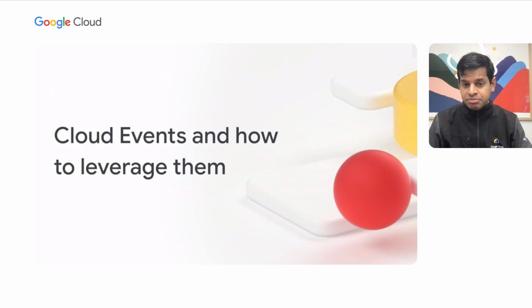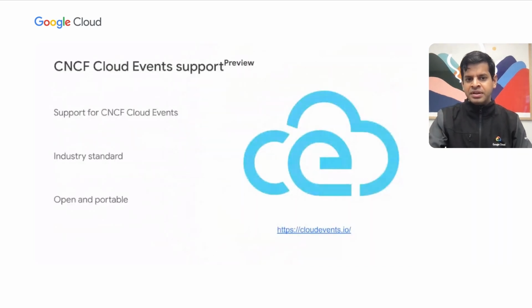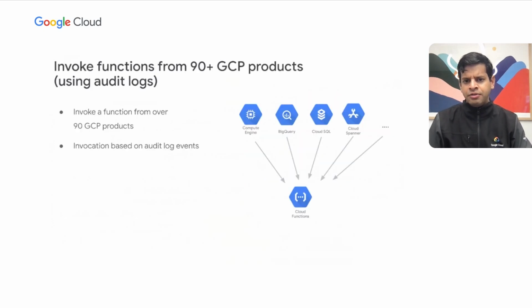Along with the security capabilities, we are adding cloud event support to cloud functions as well. Cloud events are industry standard events which are open and portable, making your architecture future-proof for the long term as well. We are adding cloud event support for cloud functions by supporting cloud audit logs. This lets you invoke functions from over 90 plus GCP products.